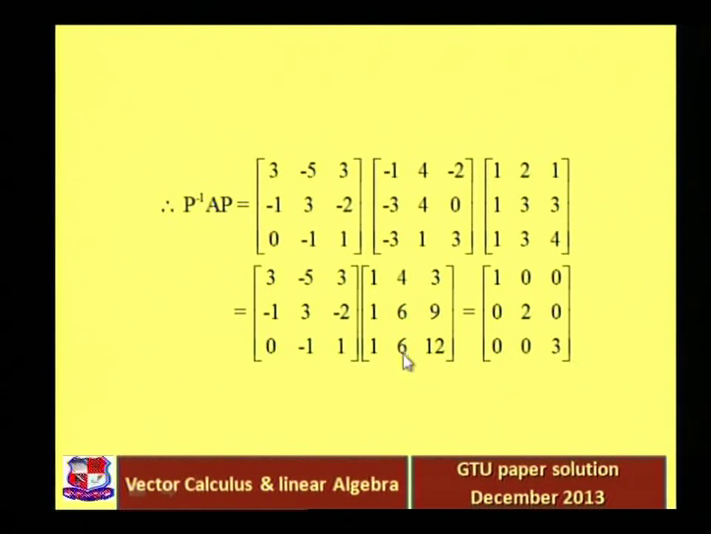Okay, so this is quite an interesting example, and this example is complete. Now this question was asked for 7 marks.